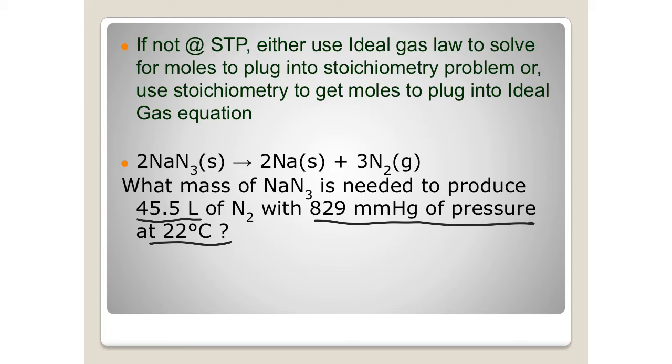But here's where it's tricky. All of this information is about nitrogen. So the question is asking about mass of sodium nitrite. So when it's asking for or giving you mass or an amount of some other substance, but then giving you the gas information about another substance, that's how you know you're going to be using this combination, where you're either doing stoich and then plugging it into the gas law, or using the gas law and then using stoich to get your answer.